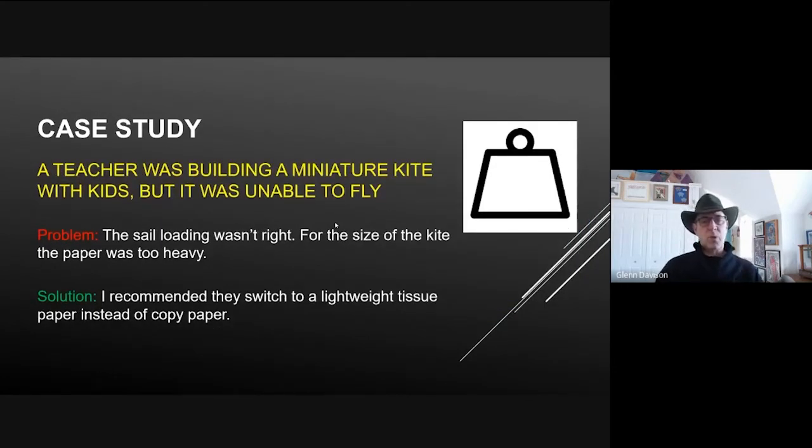I was watching a teacher build a miniature kite with kids, but the miniature kite was unable to fly. And for that one, the sail loading wasn't right. For the size of the kite, the paper that they were using, typing paper, some people call it copy paper, was too heavy. So by using lightweight tissue paper or something lighter, instead of copy paper, that same miniature kite could have flown.